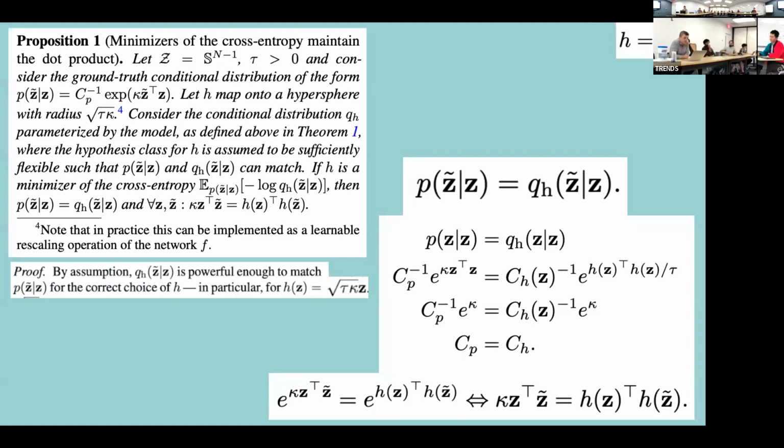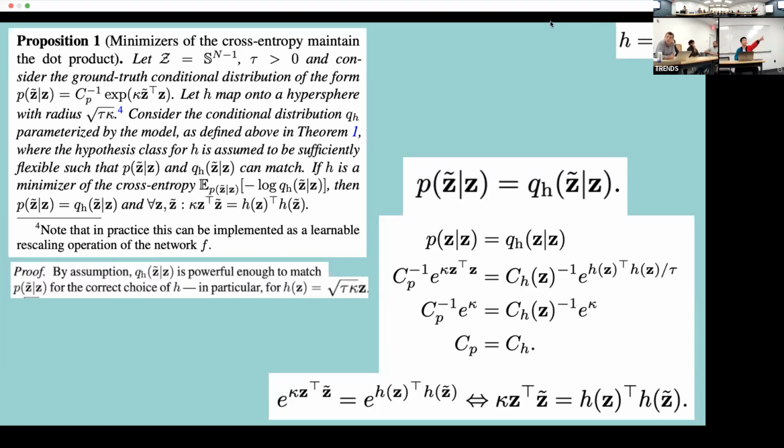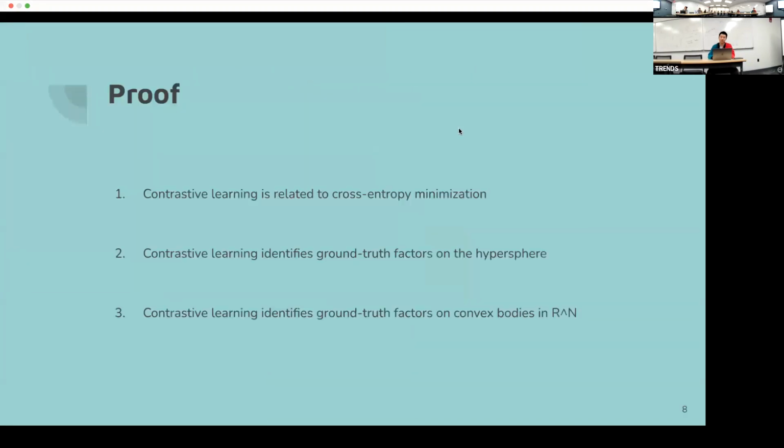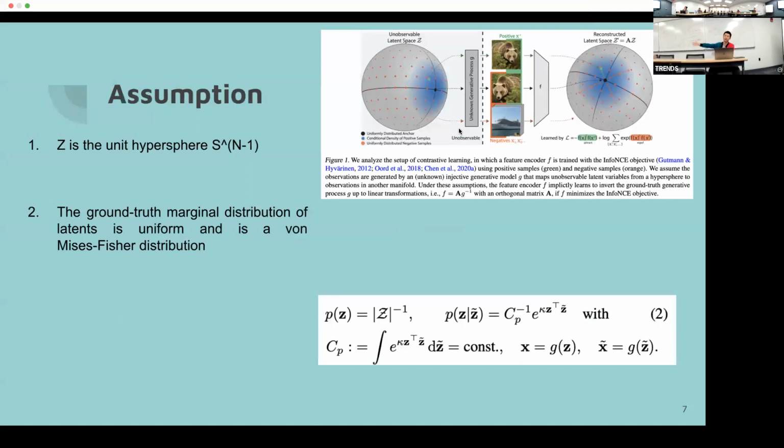So H is any function? No, H is just the whole process from the left to the right. There will be a generator and an encoder. There's our observation space. The whole process is H.